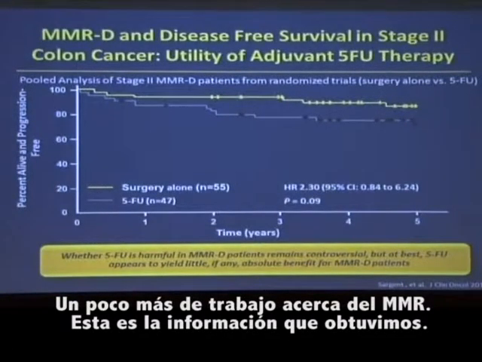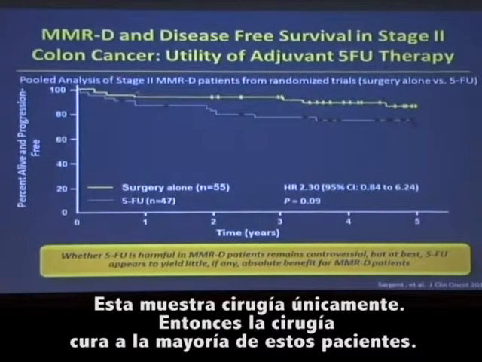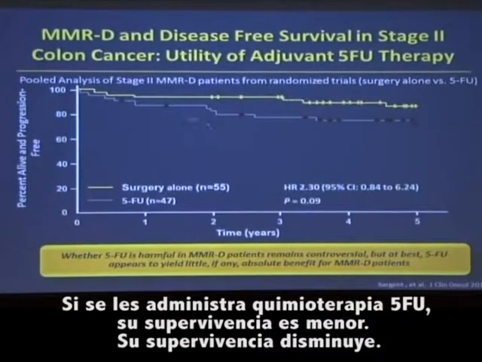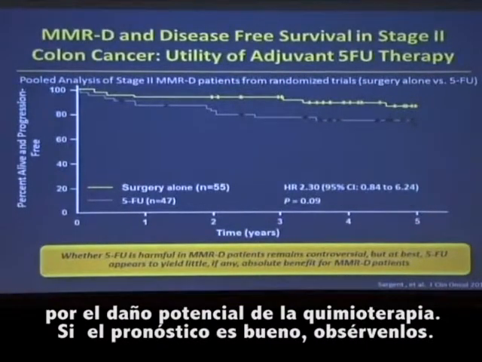Okay. Some more words on mismatch repair. This is the data that we did, Dan Sargent. What this shows is if you leave mismatch repair patients alone, dMMR patients alone, stage 2, their curve is right here. This is surgery alone. So surgery cures most of these patients, okay? If you give them chemotherapy, 5-FU, their survival is less. Their survival is lower, okay? So this is why we don't treat mismatch repair stage 2 patients in the U.S. because of the potential harm from chemotherapy.